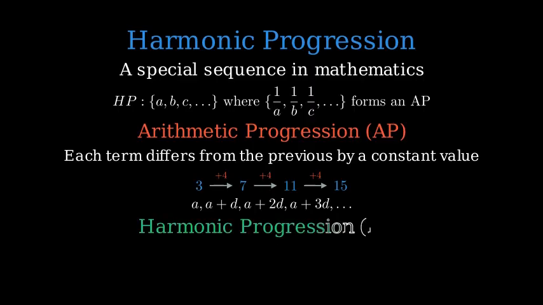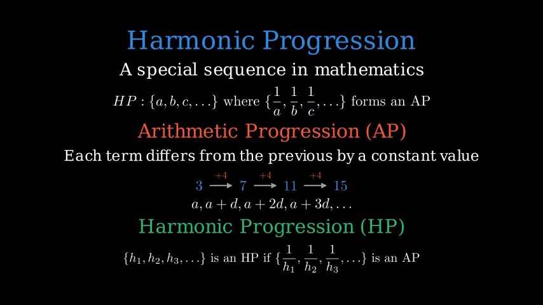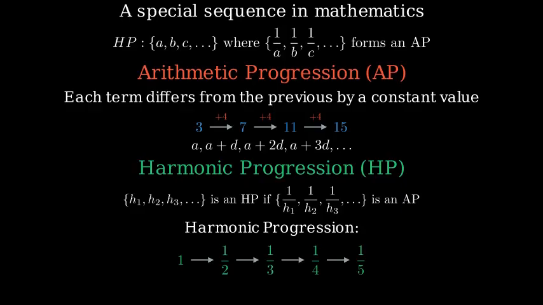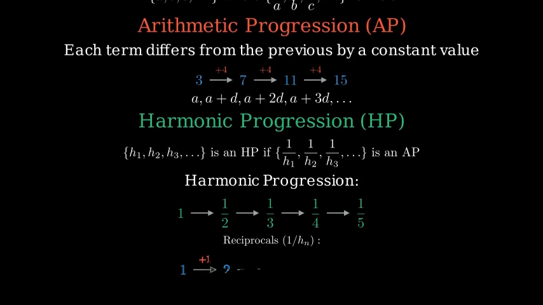Now, a harmonic progression is defined as a sequence where the reciprocals of the terms form an arithmetic progression. So if we have a harmonic progression h_1, h_2, h_3, and so on, then 1 over h_1, 1 over h_2, 1 over h_3, and so on must form an arithmetic progression. Let's look at a simple example. The sequence 1, 1/2, 1/3, 1/4, 1/5. The reciprocals of these terms are 1, 2, 3, 4, 5, which is clearly an arithmetic progression with first term 1 and common difference 1.